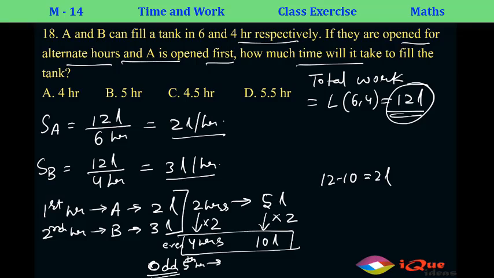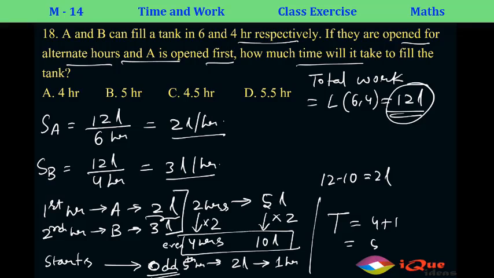Now during the odd hour, who comes? Whosoever starts comes in the odd hour. So here A has started, so A will come in the 5th hour. And for 2 liters, the time taken by A will be, what is the speed of A? It is 2 liters per hour. So for 2 liters, it will take 1 more hour. So the total time to fill the tank will be 4 plus 1, that is 5 hours. That means in this case, the tank will be filled in 5 hours. So option B is the correct answer.